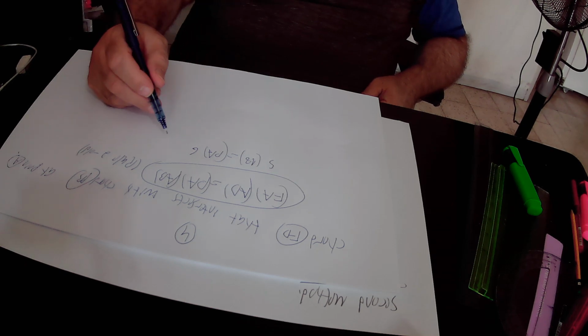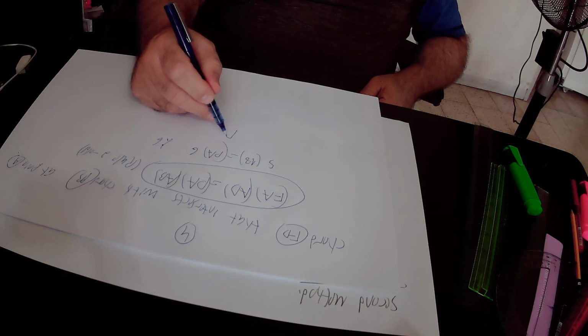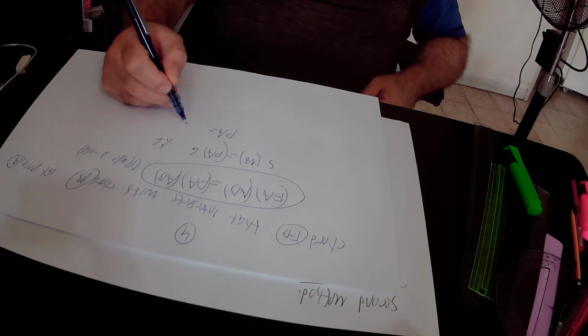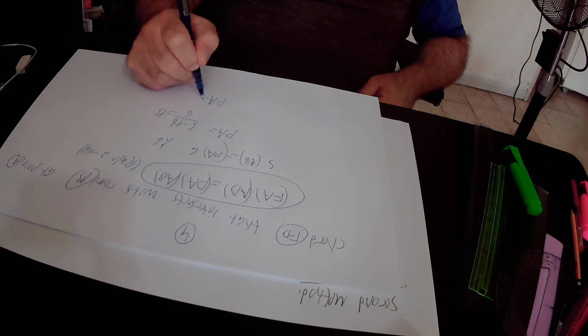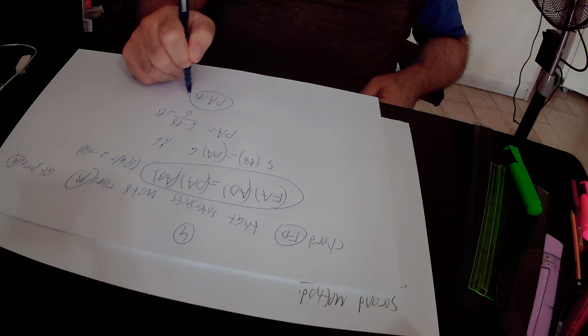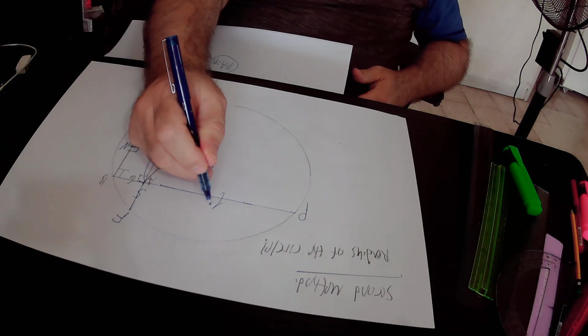We will divide this equation by 6 and we get that the missing line segment PA equals 5 times 18 over 6. Here 18 over 6 is 3, and 3 times 5 is 15. So we found out that PA equals 15 units. Here we can write down that PA equals 15 units.